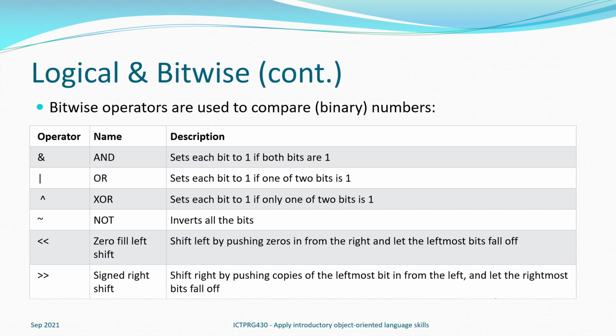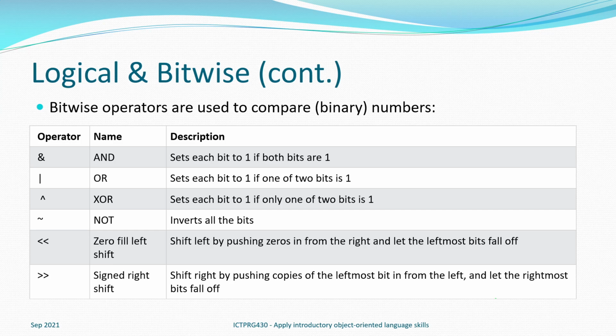So bitwise is where we want to compare numbers. So binary. See the and symbol, the operator is different than the keyword. So it's the and, or, XOR, not, left shift, right shift. So these are bit by bit evaluations.